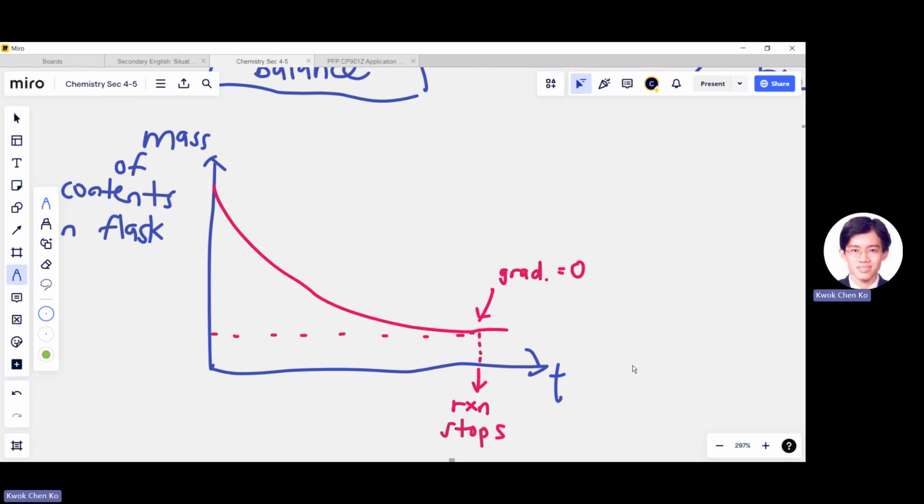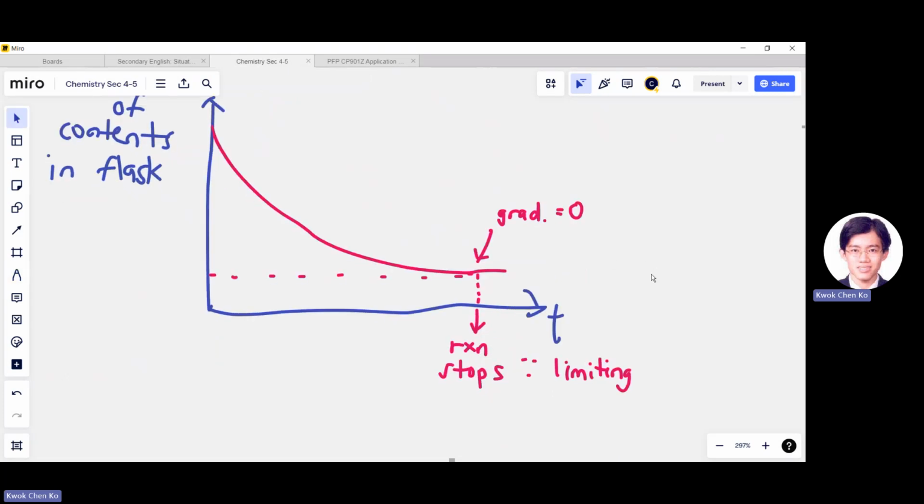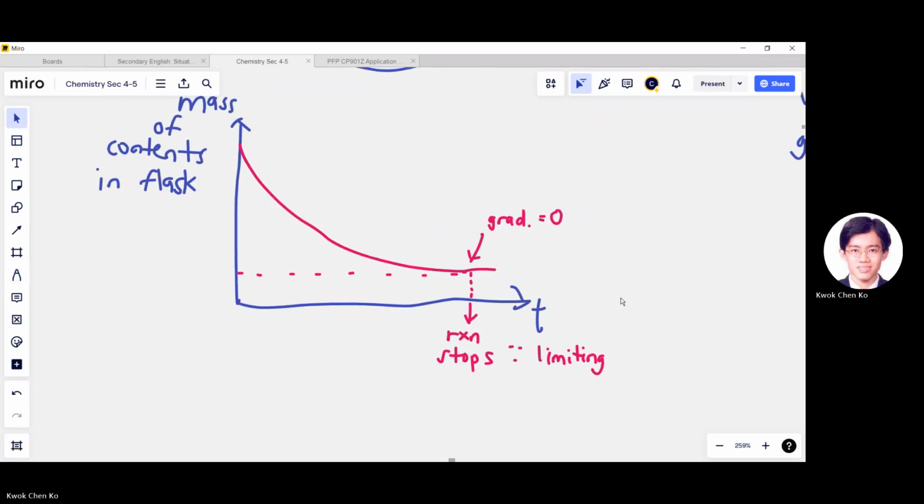Why does reaction stop? Right now also, to be more exact, the limiting reactant is used up. You have not forgotten limiting reactant. Everything is linked together. So depending on your question, it can be either the acid or the other reactant.